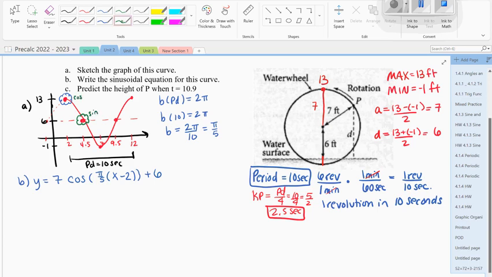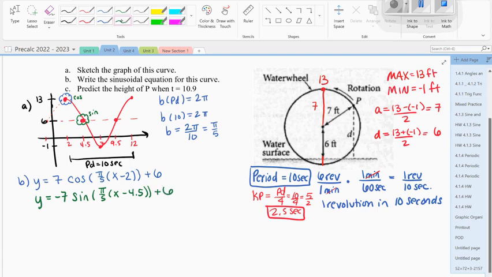We know the cosines either start at the maximums or minimums. Sines always start on the midline. So if I wanted to make a sine equation, this would be y equals, and since it's going down instead of up first, we would have to have a reflection. So negative 7 times the sine of pi over 5 times x. And now our phase shift would be to the right 4.5. So minus 4.5 plus our midline, which is 6.